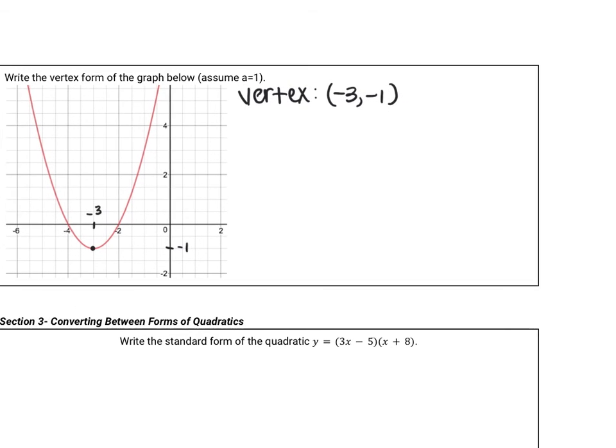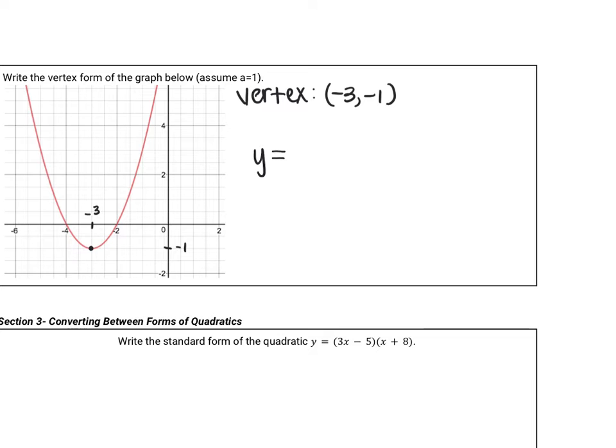When we go to write vertex form, we start with y equals, and then our a value, which here we're assuming is 1. I also want to make sure I look to see which direction the graph is opening, and this time it's opening up, so we also have a positive. So we can start directly with the parentheses. When we write vertex form, it's always x minus h, and h is the x value from the vertex. But we'd be subtracting -3, so it's going to be the opposite of h, so x plus 3 squared. And then we keep the sign of k, which is -1.